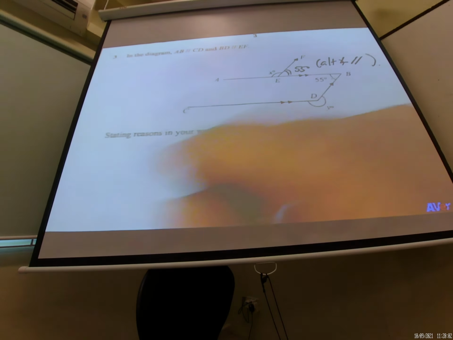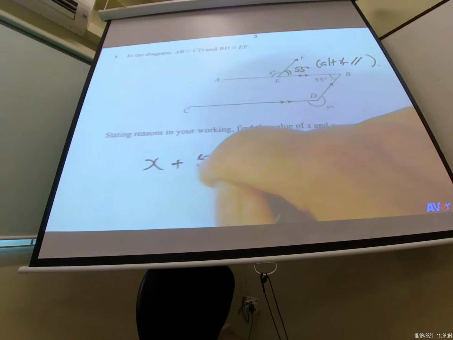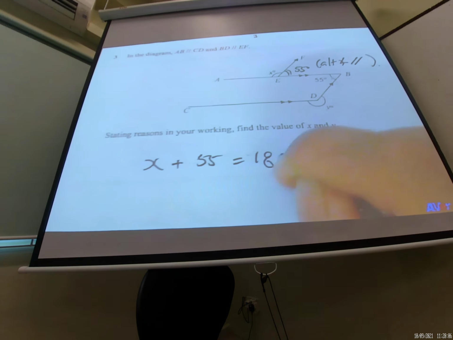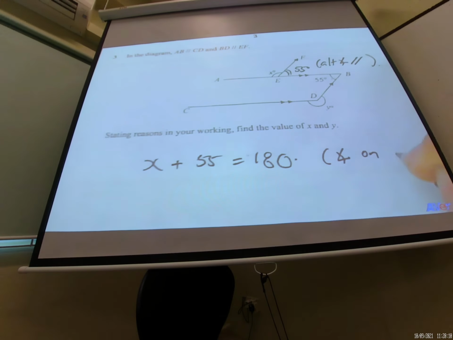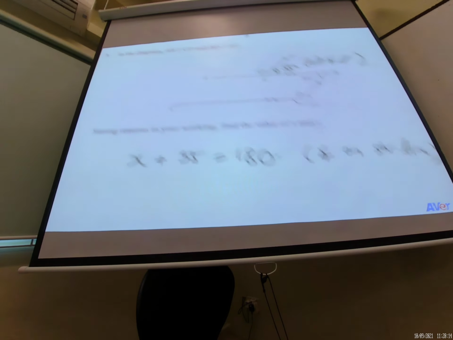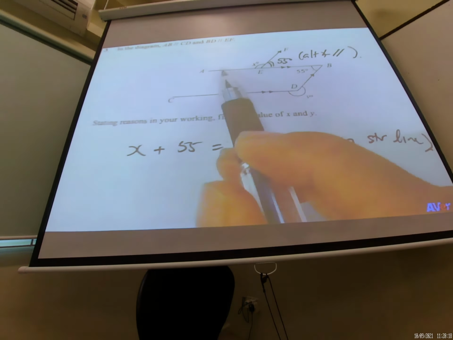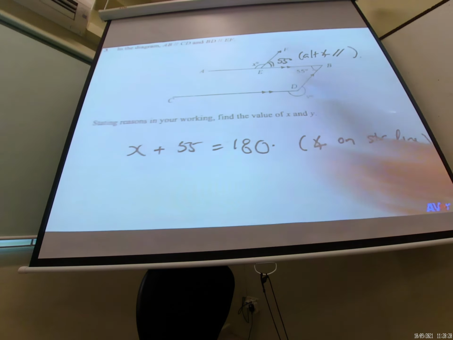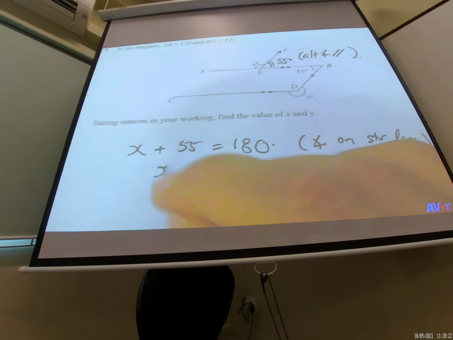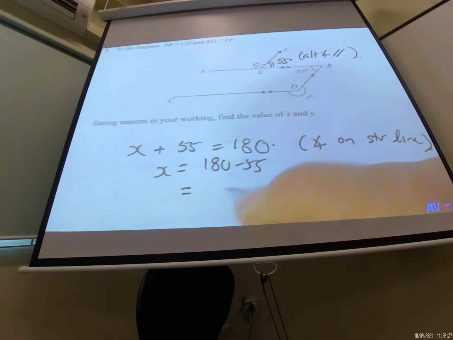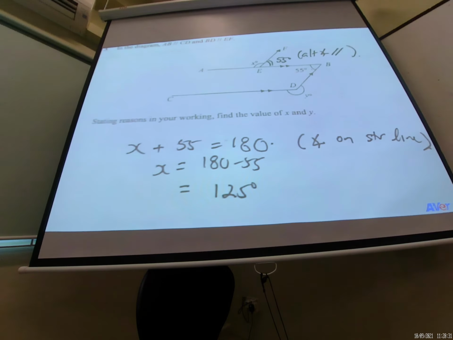Okay? Then x plus 55 equals 180. Why? Because angles on a straight line. Okay, one straight line. So x plus 55 must equal 180. So x is equal to 180 minus 55 equals 125 degrees.